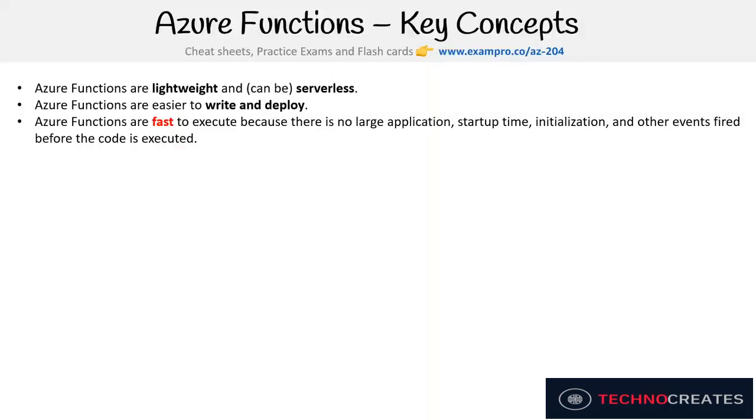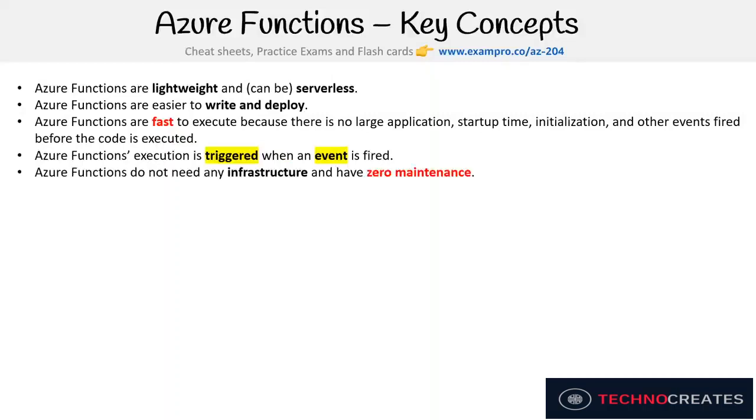But you do get trade-offs. Azure Functions execution is triggered when an event is fired. That is true. Azure Functions do not need any infrastructure and have 0 maintenance. Well, they do have infrastructure. It's just that you don't generally have to worry about the infrastructure.